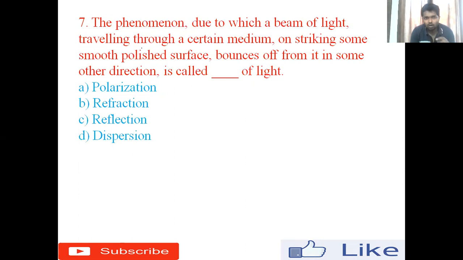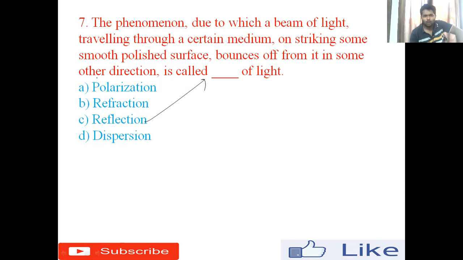Seventh one, the phenomenon due to which a beam of light traveling through a certain medium, on striking some smooth polished surface, bounces off from it in some other direction is called dash of light. This is called reflection. As I told in the earlier case, the bouncing back of the light to the same medium is called reflection.